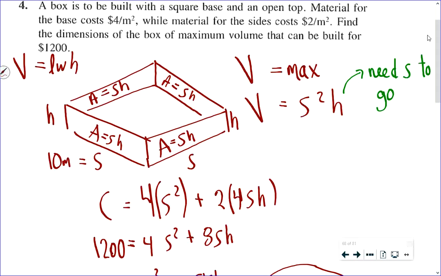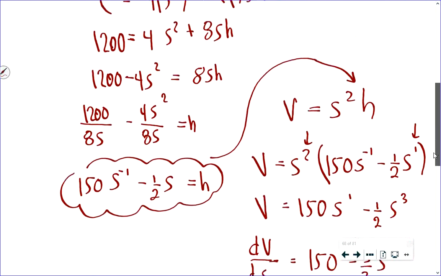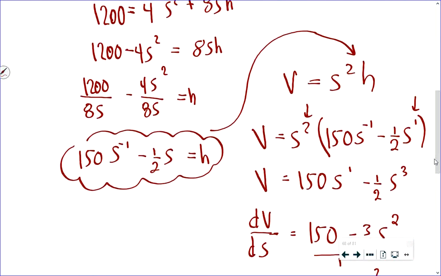It's a big box, 10 meters by 10 meters by the height, and we have to go to our equation of constraint to find the height. So we can put 150 over the s, which is 10, minus 1/2 times s, which is 10, equals the h. I'm getting 20? No. Yeah. No. 10. I'm getting 10.